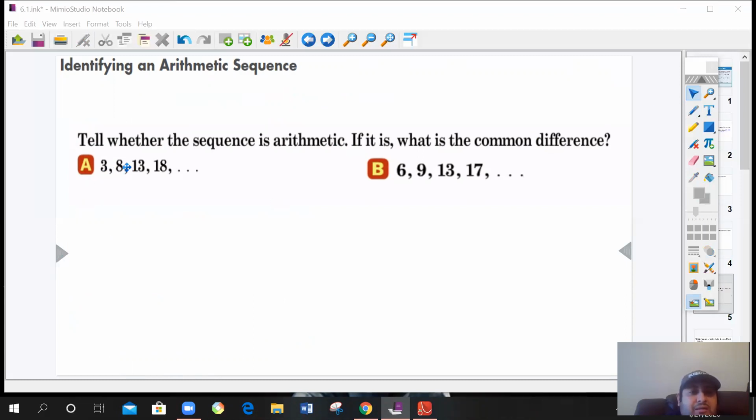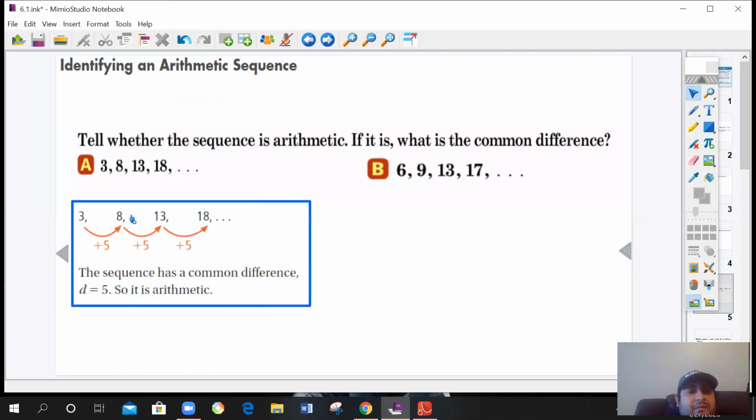So we have 3, 8, 13, and 18. They're going by 5s, and they're adding 5s all around it. So the sequence has a common difference of d equals 5, so it's arithmetic. Now, when we're dealing with arithmetic, it has to be added or subtracted. When we're dealing with geometric, it's multiplying or dividing. So just keep that in mind. Arithmetic is adding and subtracting, and geometric is multiplying or dividing.